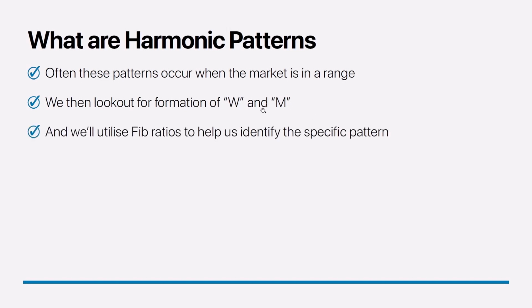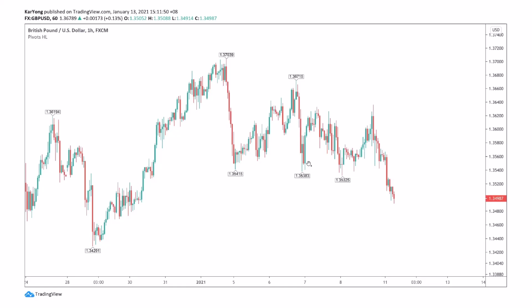Okay, and then the next step is where we start to utilize the Fib ratios. Okay, so you can see it's very, very specific, a step-by-step kind of process, right? You first identify a range bound, and then what you do next is you look out for W and M, and once you have some sort of a W and M forming, you jump into Fibs to help you identify a specific one.